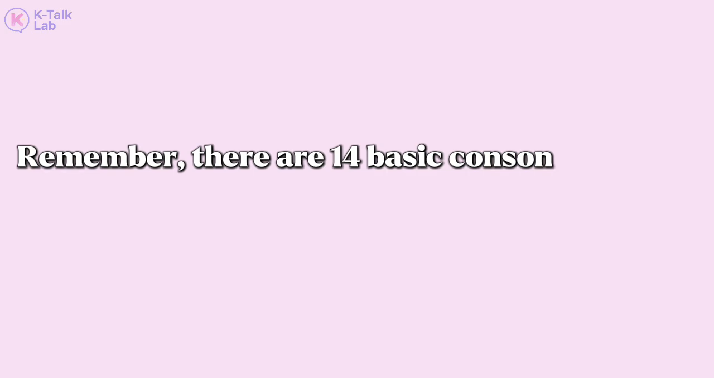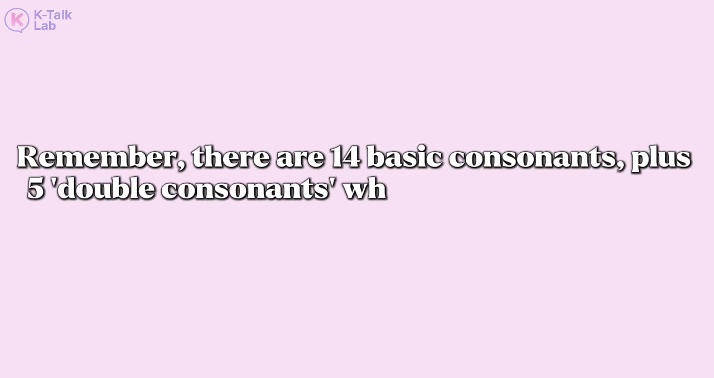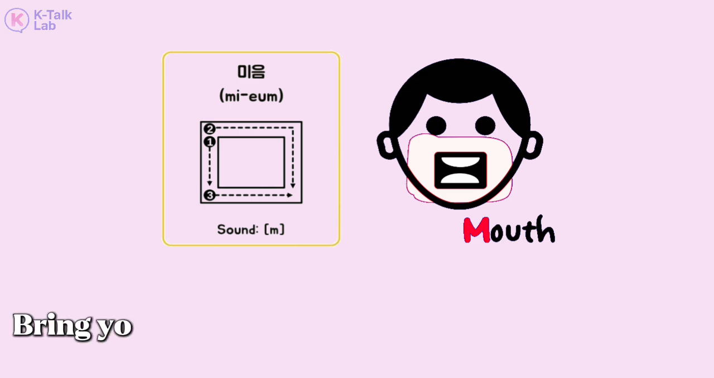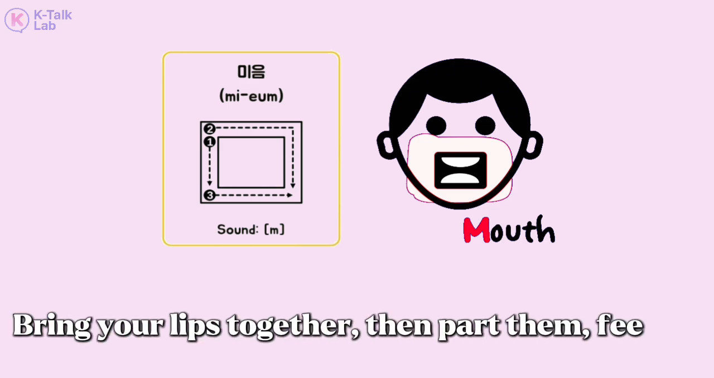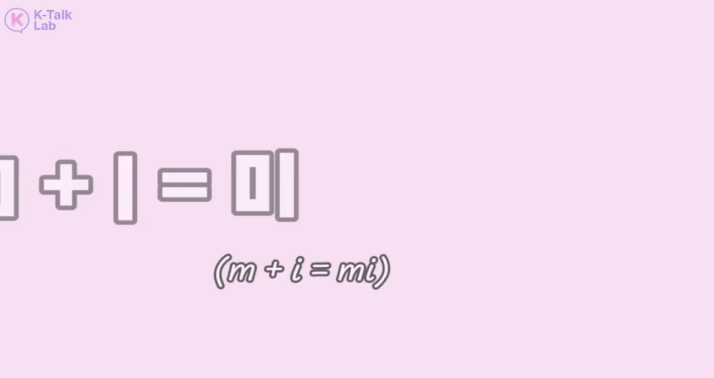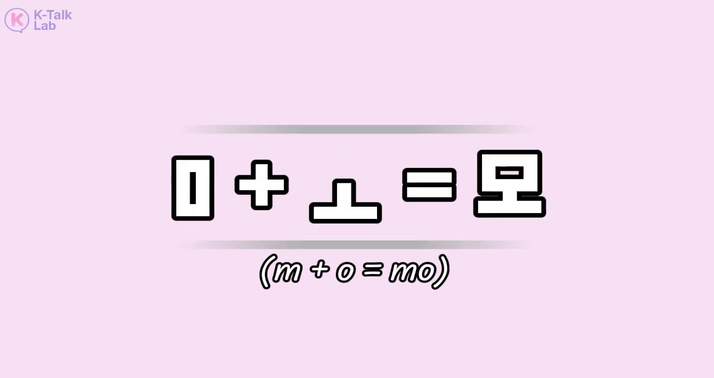Easy, right? Remember, there are 14 basic consonants, plus 5 double consonants, which are just repeated basics. Now, mi-eum. Bring your lips together, then part them, feeling a slight vibration. Practice. 마, 미, 모, 무.